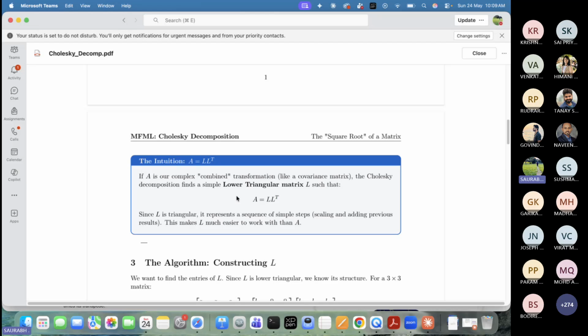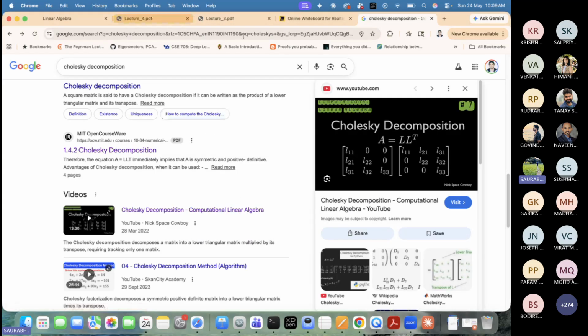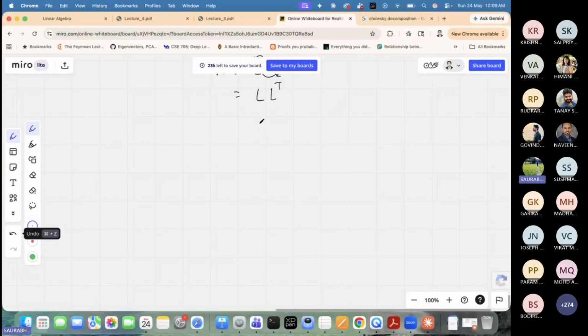But Cholesky decomposition, understand that this is nothing special. It is just that LU decomposition that you have learned, wherein the A matrix becomes symmetric positive definite. So in that case, the LU actually gets changed into LL transpose. That's all. That's what Cholesky decomposition is.